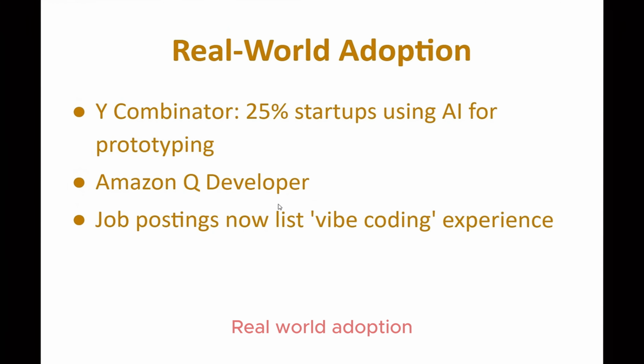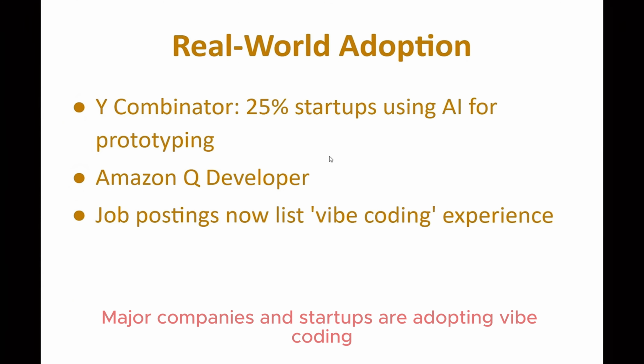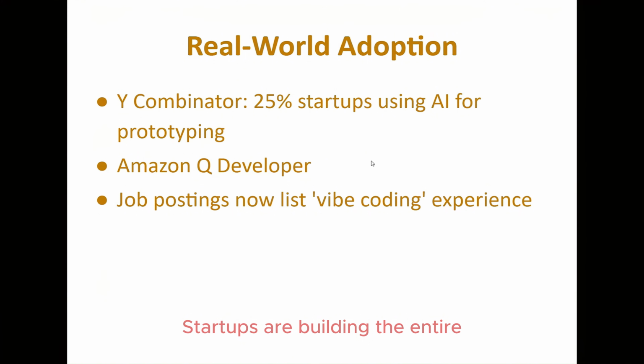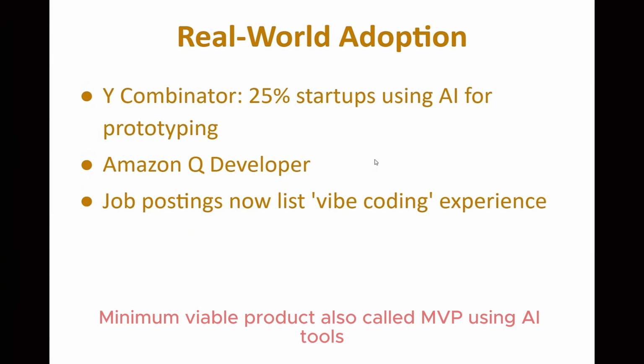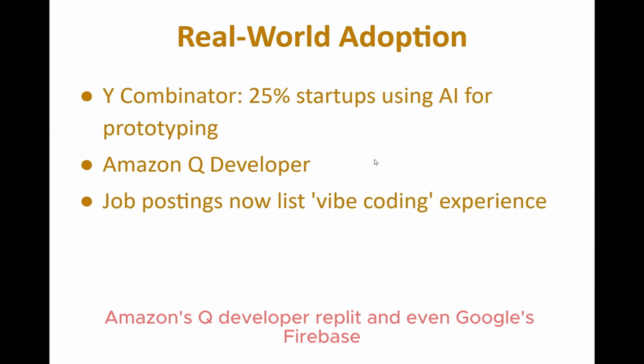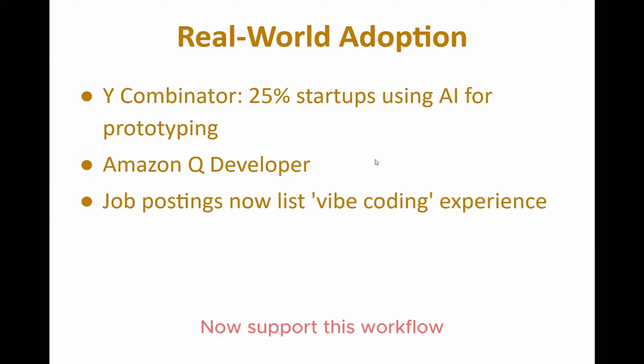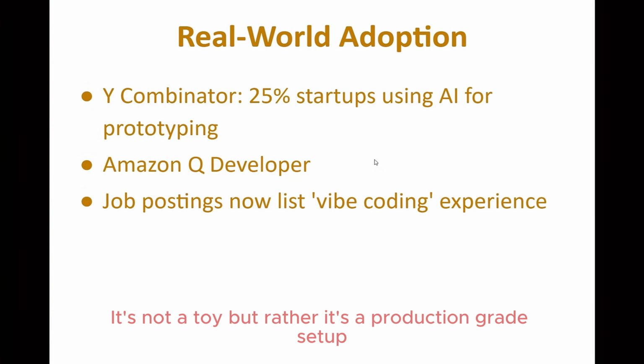Real-world adoption. Major companies and startups are adopting vibe coding. Some startups are building their entire minimum viable product, also called MVP, using AI tools. Amazon's Q Developer, Replit, and even Google's Firebase, something we'll demo in subsequent slides, now support this workflow. It's not a toy, but rather it's a production-grade setup.